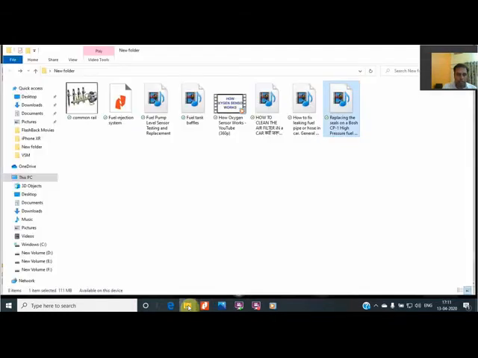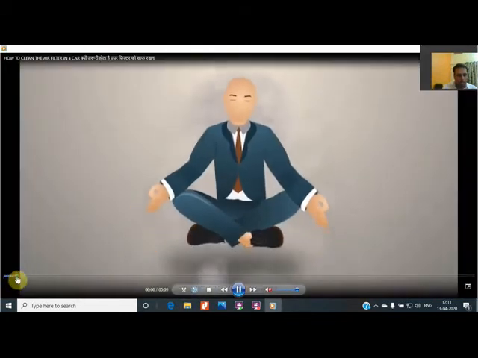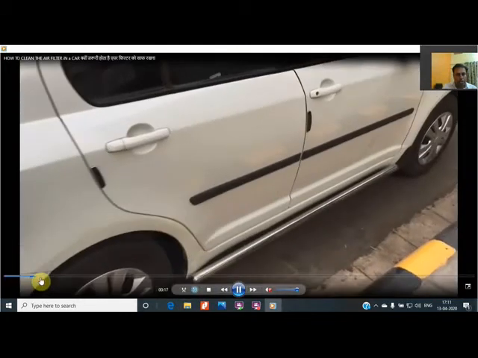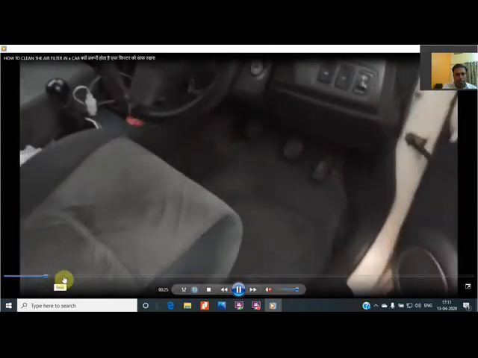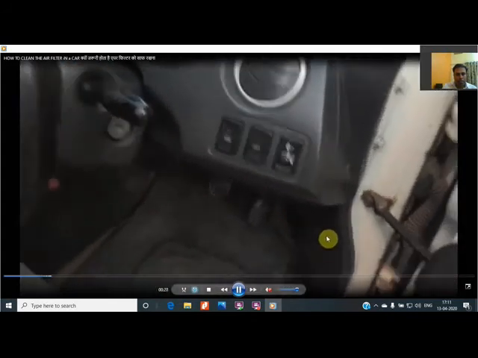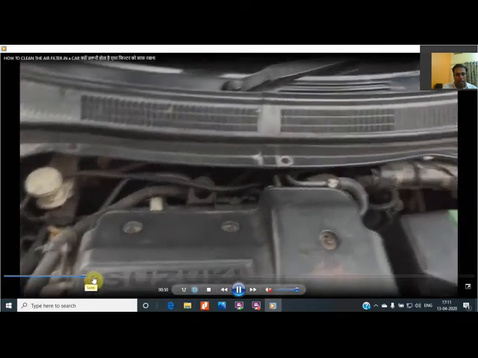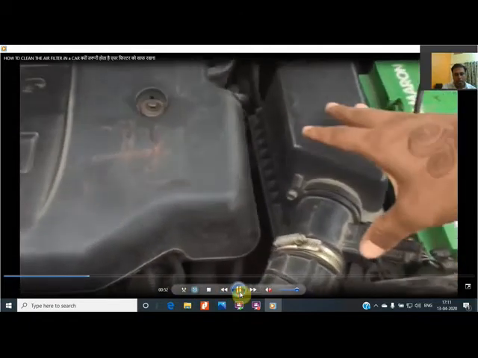The filter you can see over here. I have downloaded one video of the air filter also. What happens in it? First you have to open the bonnet. The person is opening the bonnet from inside of the vehicle. Now he has pulled the lever. The bonnet is open. And this is a Maruti vehicle, a common vehicle.